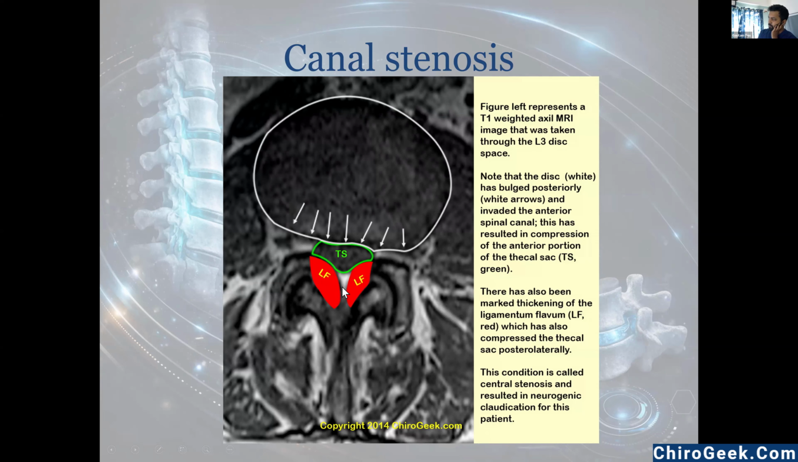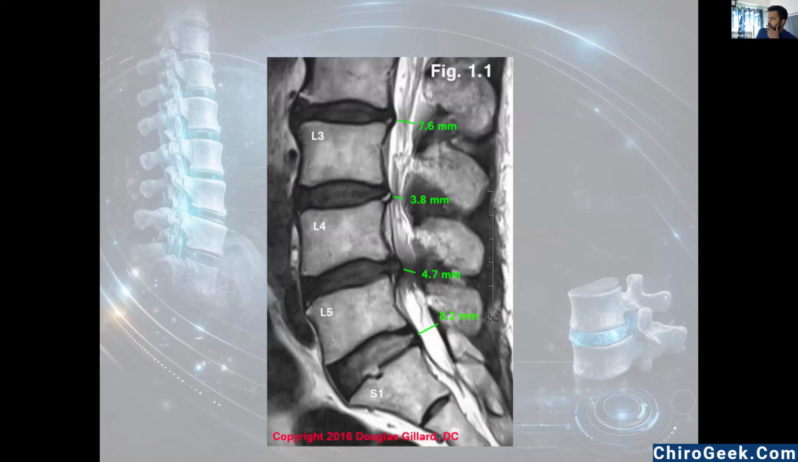The ligamentum flavum can be thickened and compress the sac, and the bulge can also compress the sac, causing the canal stenosis. And the sagittal cut is also very important to know how severe it is. As you can see the canal diameter, as you remember, initially I said the normal diameter will be around 15 to 20, but here it is very less.